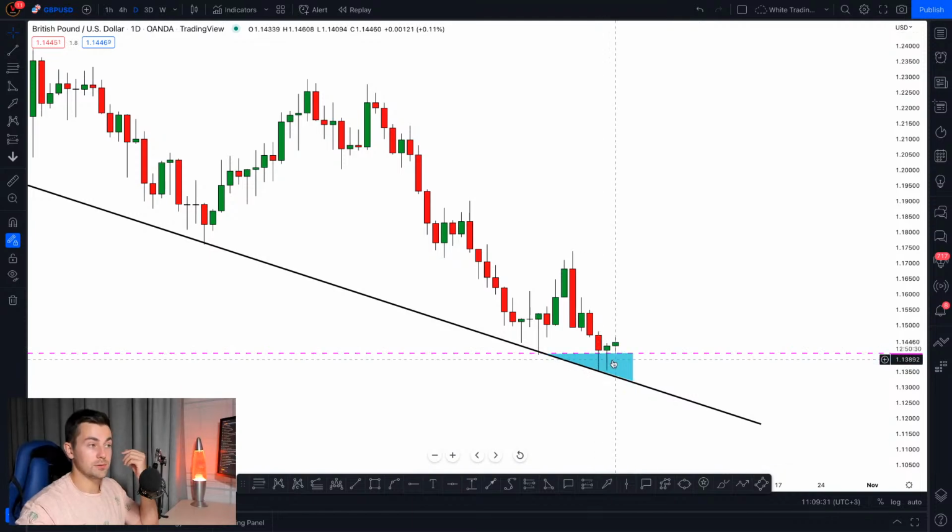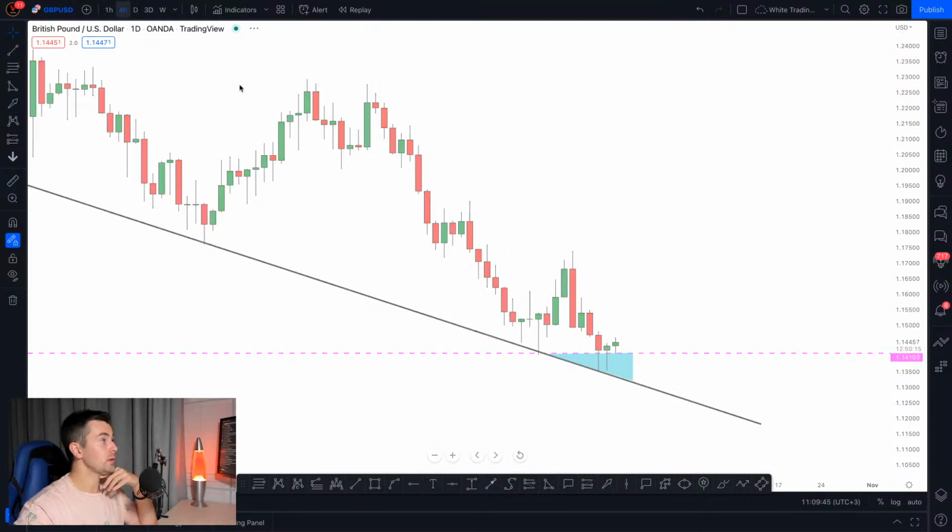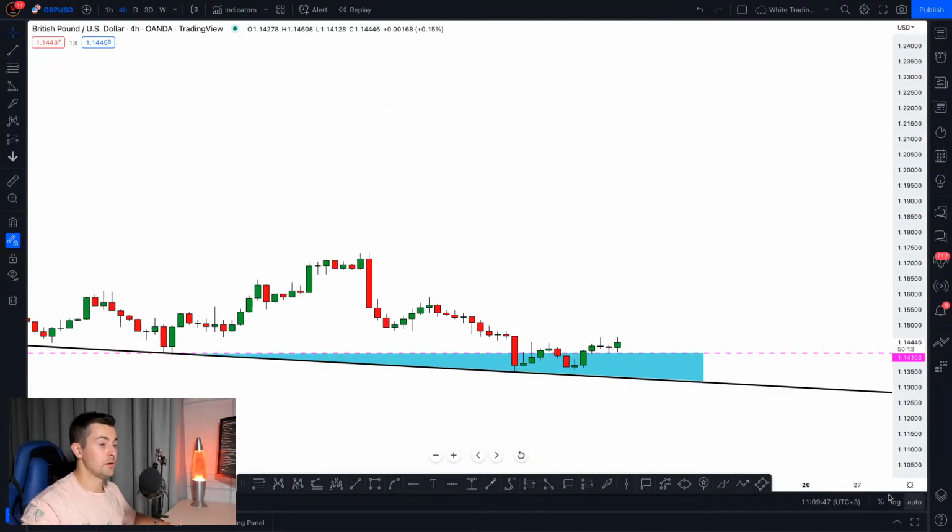Yes, 2 times in a row we were rejected, and moreover here we formed a very nice doji candle. Yes, what we know about the doji is the fact that a doji candle being formed on key support is a very bullish clue. Yeah. Now let's analyze lower time frames.